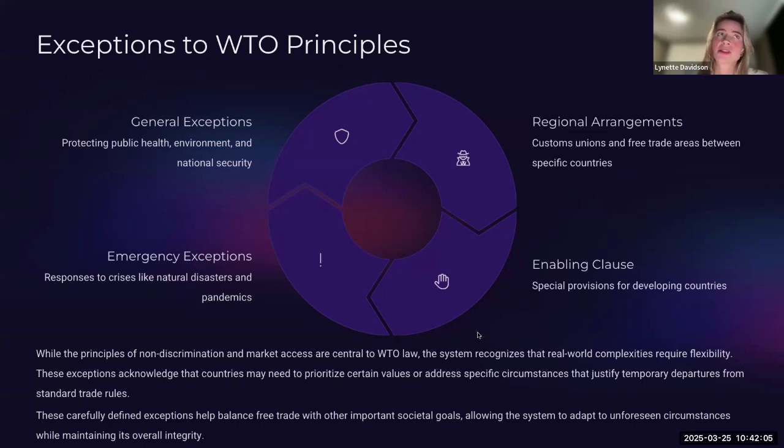So we have general exceptions related to protecting public health, the environment, national security. We have regional arrangements, which basically addresses custom unions and free trade areas. And then we have emergency exceptions, like with COVID or tsunami or hurricane, which is really important. And then we have the enabling clause for developing countries. These four are really important to take into account because they will allow us as a nation to adapt to unforeseen circumstances and help to protect the people who are involved.